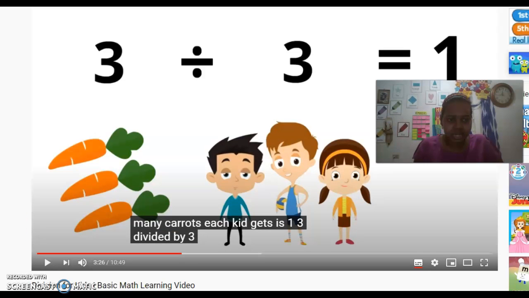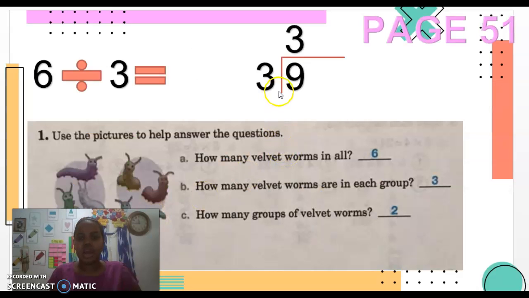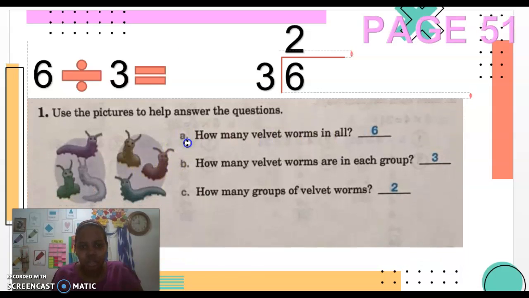Now let's come back again to the presentation. So here we have the first problem. How many velvet worms in all do we have? So we're going to count. How many velvet worms do we have? 1, 2, 3, 4, 5, 6. So we have 6 velvet worms, and we're going to write 6 here.